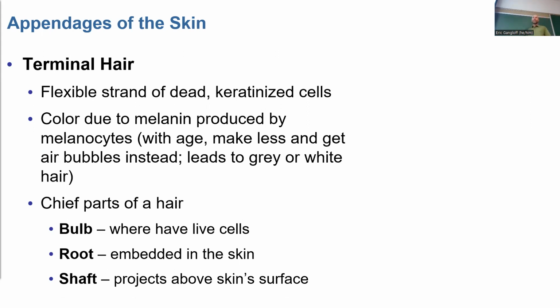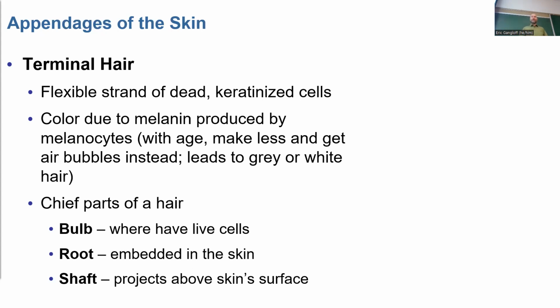And as you get older, they don't really do such a good job. And instead of producing melanin, they often produce like air bubbles. And this is why hair turns white or gray as you age. And what's important to note is it's highly variable. You can start getting gray hairs on your head when you're 19. Some folks, it doesn't happen until they're 70. It's a huge age span across which that can happen.